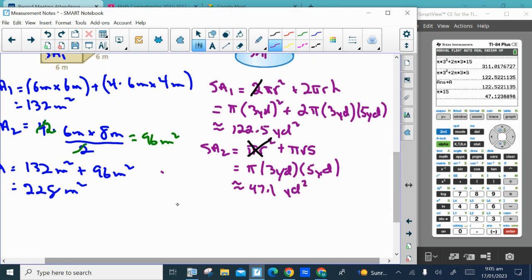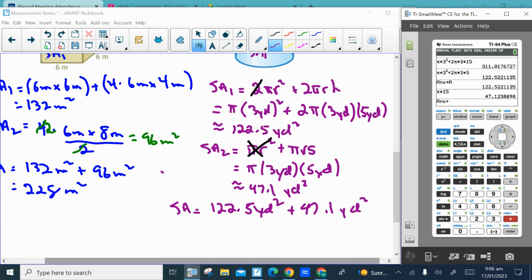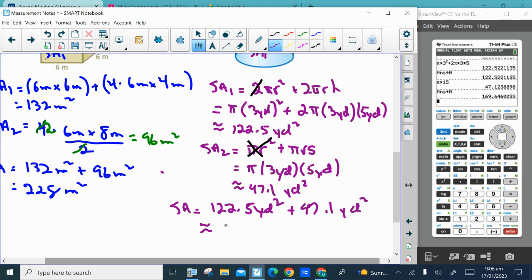And again, when we calculate our total surface area, we use the entire numbers that are in our calculator. We rounded them to write them down, but we always want to use the entire values in the calculator. That's why I stored surface area 1 into memory slot A, so I could do that. And so it's approximately 169.6 square yards. So there's a total surface area of that.